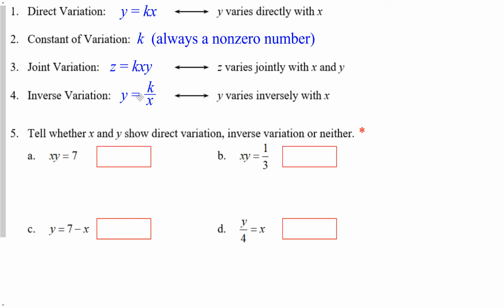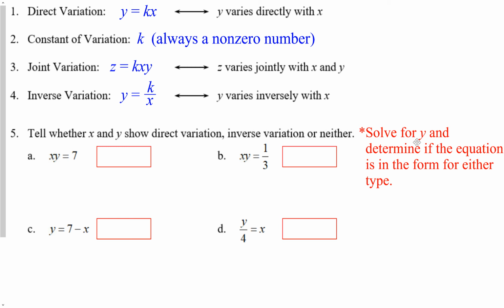So the first type of task you'll have to be able to complete is to tell whether a given equation shows direct variation, inverse variation, or neither type. In order to do this, you're going to take the equation that you're given, solve it for y, and then determine if the equation is in the form for either type. Is it in the form for direct variation? Is it in the form for inverse variation? And if it's in neither one of those, then neither would be your answer.